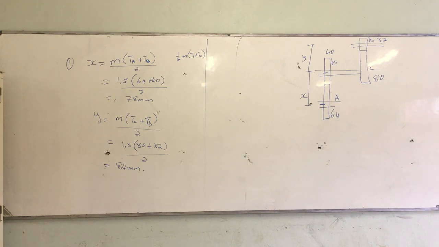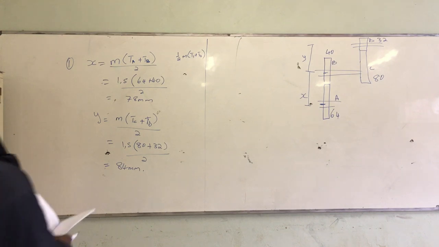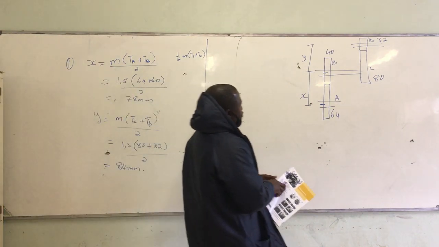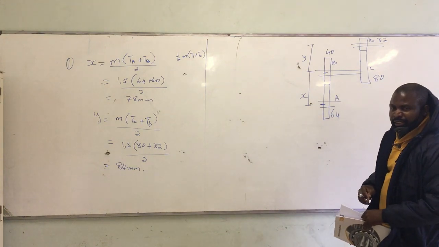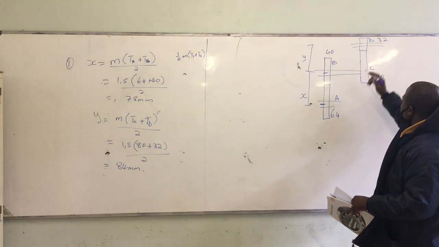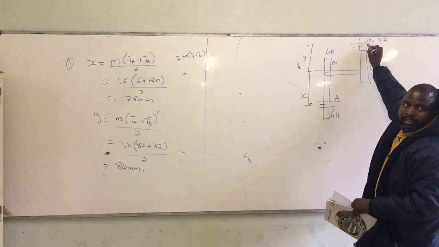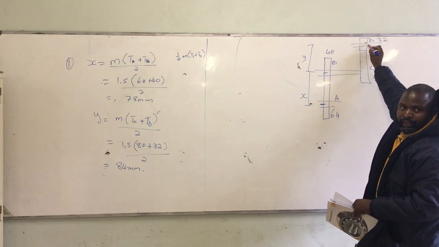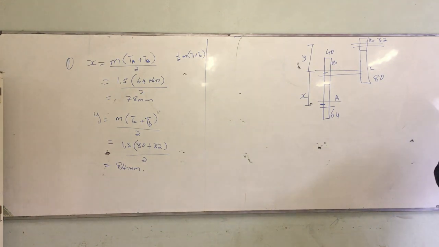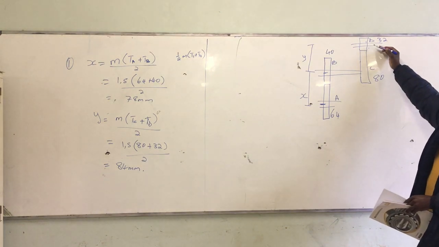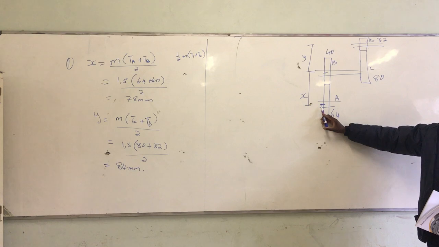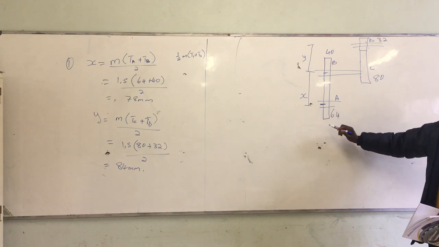Question number two. What is it that we are expected to calculate? The rotational speed of the shaft carrying gear D. So they want a rotational speed. Rotational speed is N, it's not V. We need to calculate N here. And we're given the rotational speed for gear A, right? What's the rotational speed there?